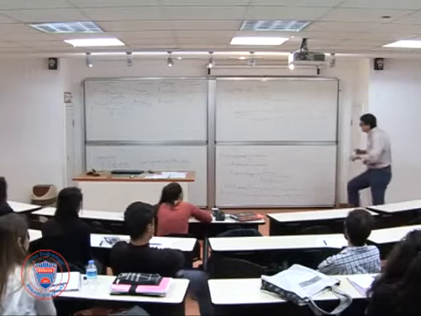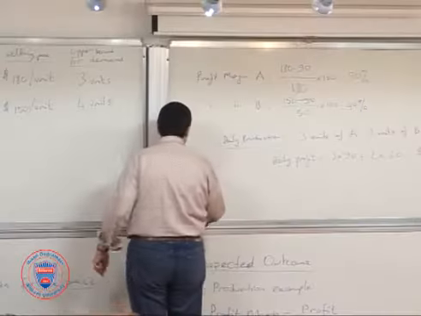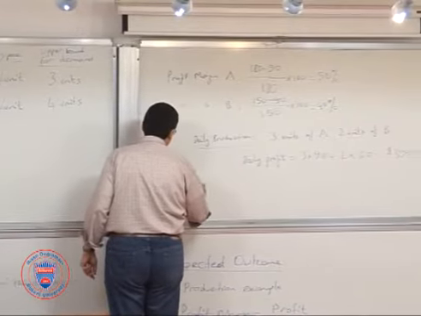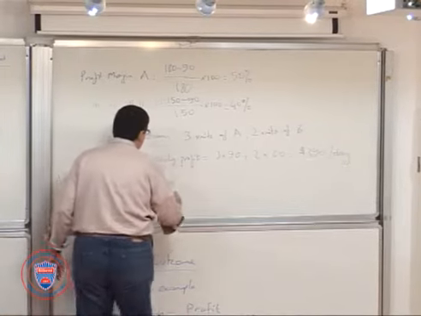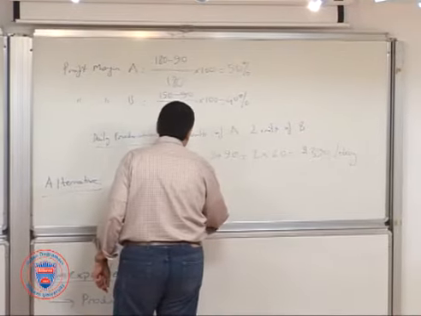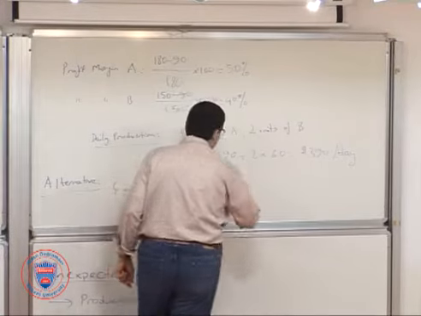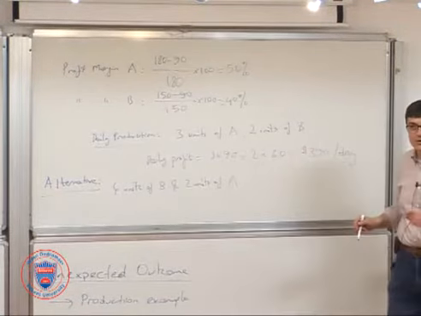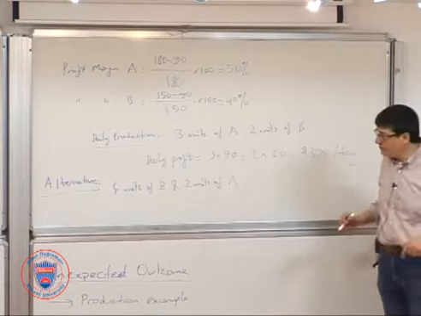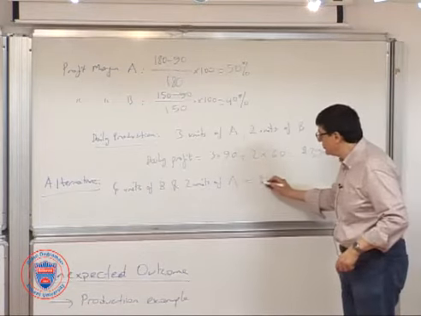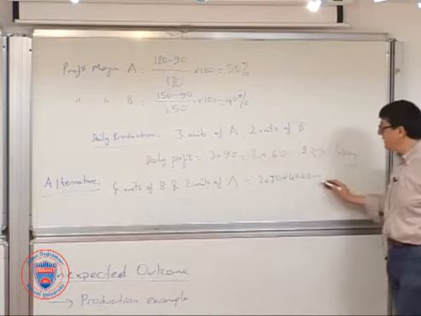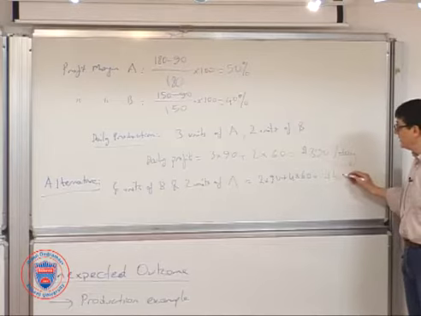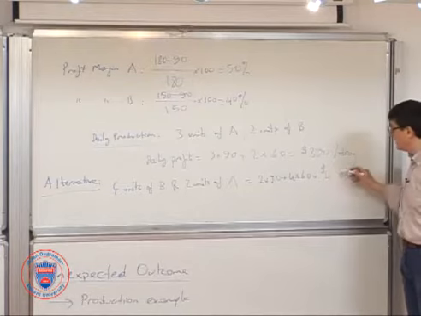Okay, let's do that. Four units of B and 2 units of A. Okay, note that we are still using 8 hours worth of machine, so this is going to be 2 times 90 plus 4 times 60, which is going to be $440 per day. No, 420.